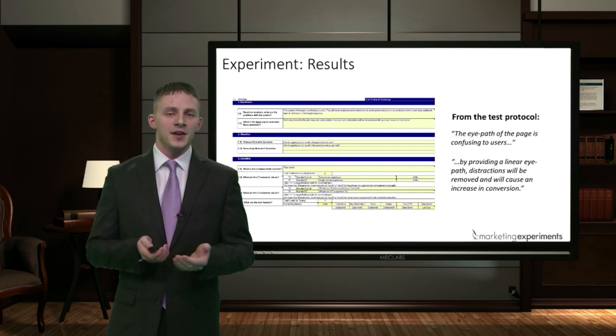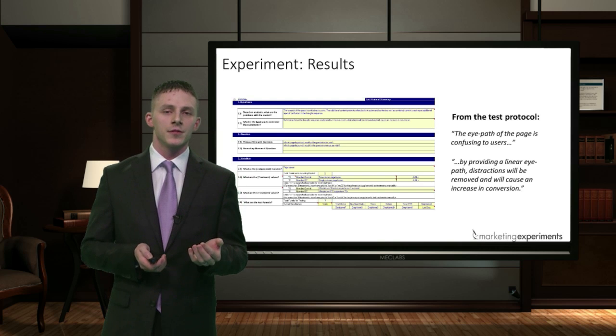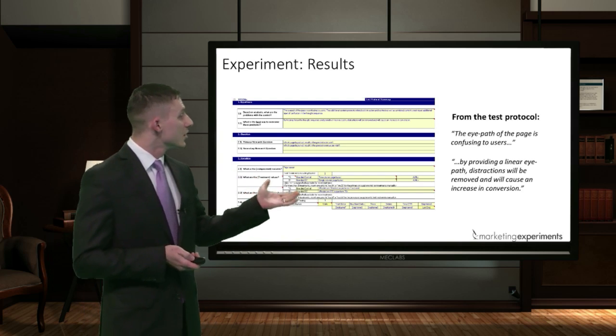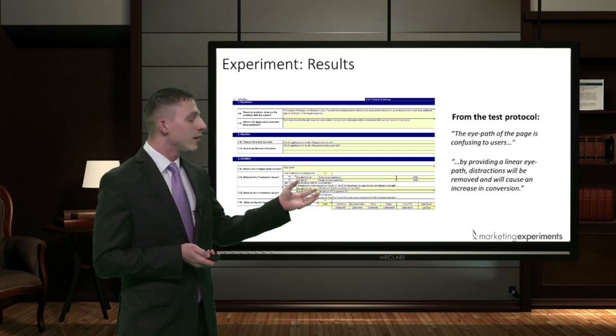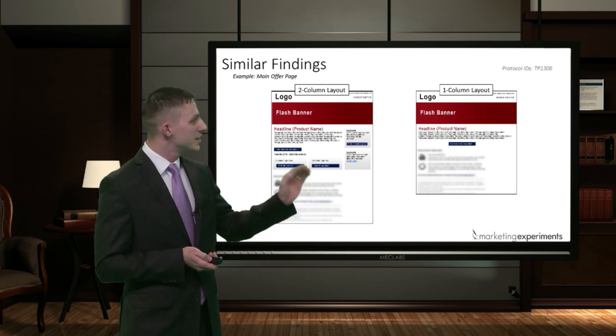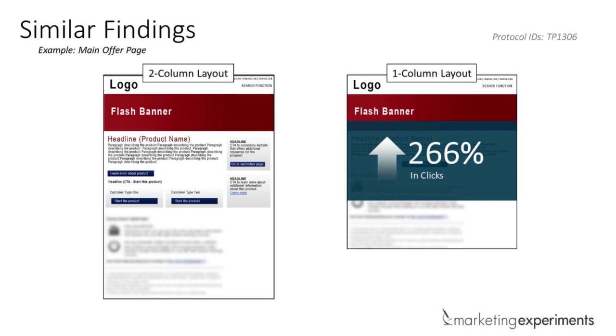And I'm not surprised to say that when we took a deeper look at a number of tests that we've run, we're finding similar results. You take a look at this. You go from a two-column layout with a very similar phenomenon happening here with the content to a single-column layout. The results of TP1306: 266% increase in clicks.